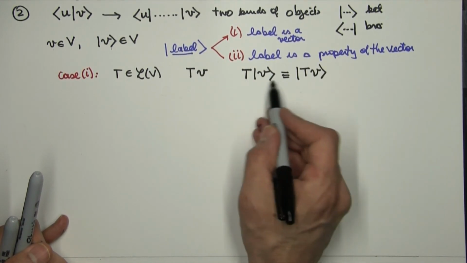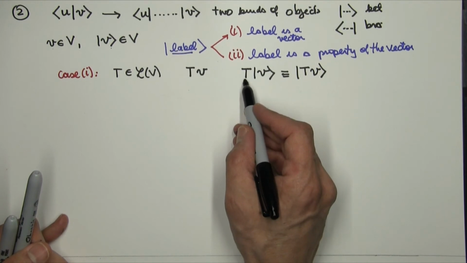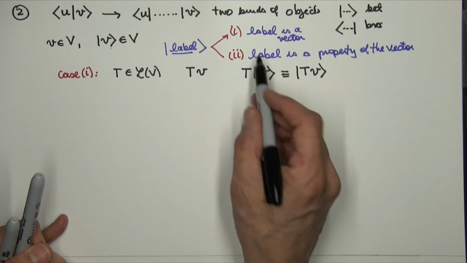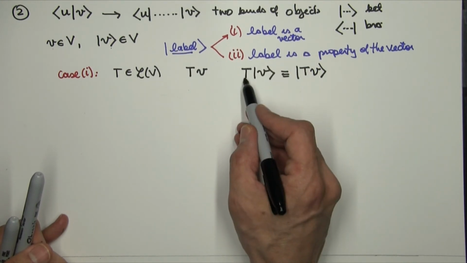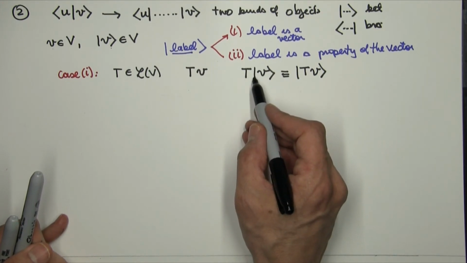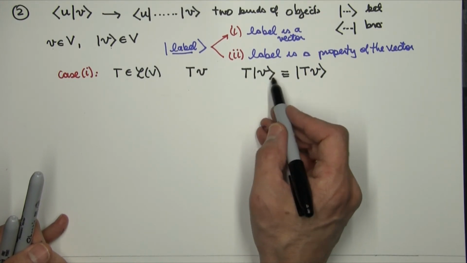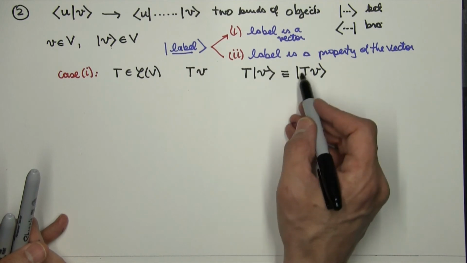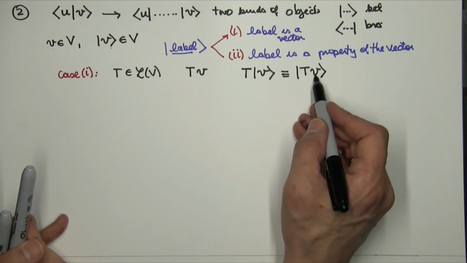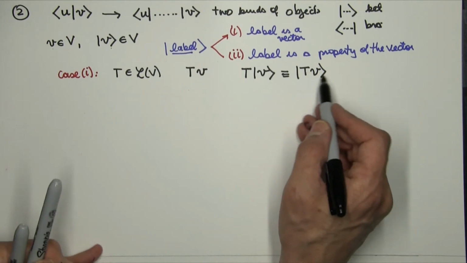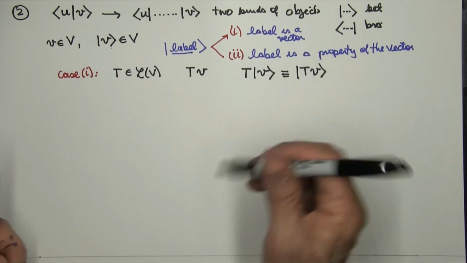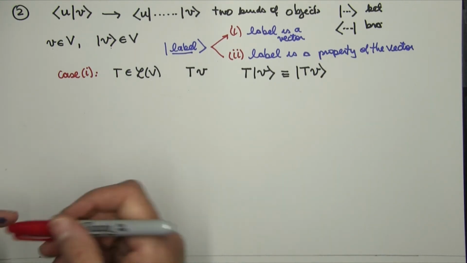So this is funny about the notation with kets. You can bring the operator in if the label is a vector, because you understand here T is acting on the ket vector V, and it gives you the ket or the vector TV. And there's nothing inconsistent about this notation. On the other hand, let's consider case 2.